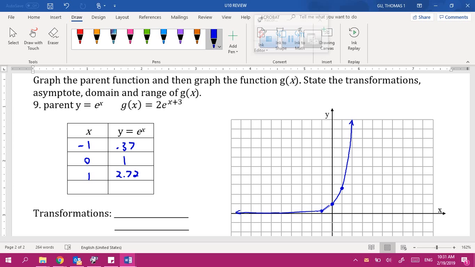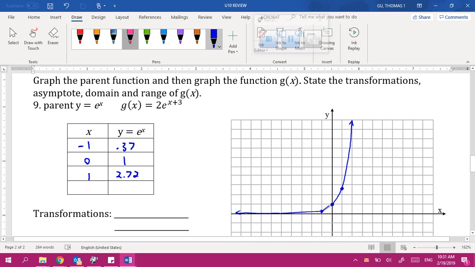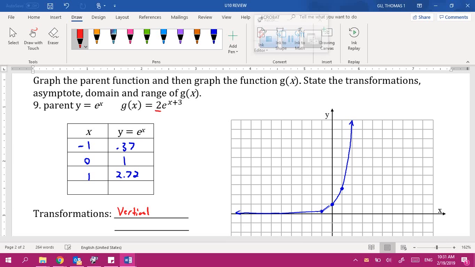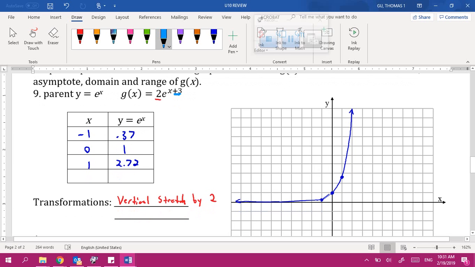All right, then we want to graph g of x, but g of x has some transformations, so it's always best to first start with writing out your transformations. We got a 2 in the front. Does anybody know what the 2 in front does? Vertical stretch by 2. Very good. Then we got the +3 up here by the x. What would that tell you to do? That's left 3. That's moving to the left 3.